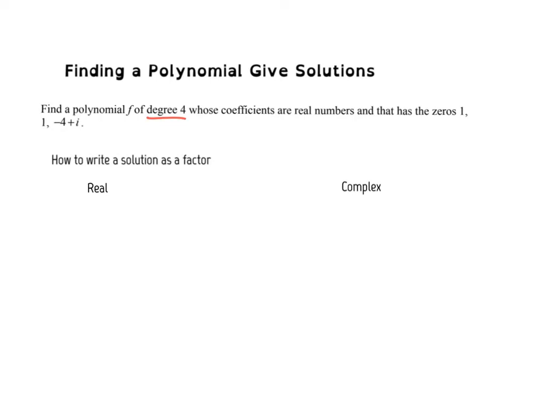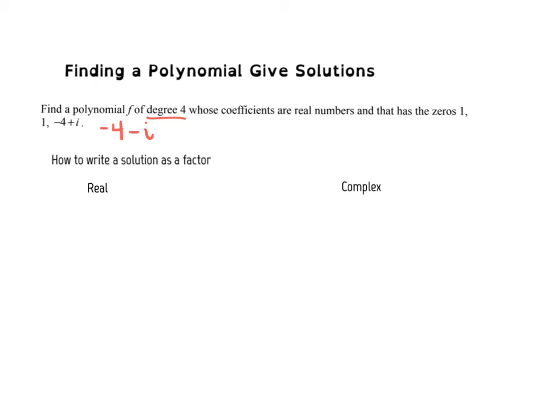Well, remember from what we just talked about, the complex number actually has a pair. For negative 4 plus i, its pair would be negative 4 minus i. So there goes our 4th solution.